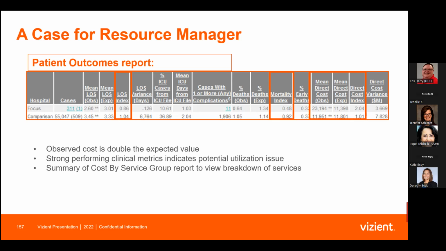And what you can do then is the summary of costs instead of patient outcomes by service group to get a breakdown of where your direct cost index is the higher direct cost. So once you do that, then you would know to go into resource utilization to drill in again, okay?